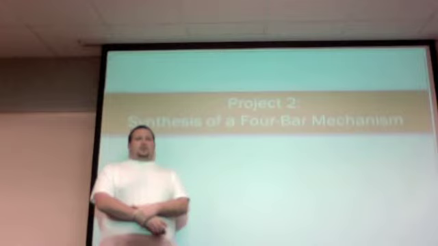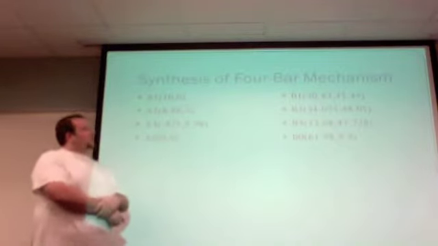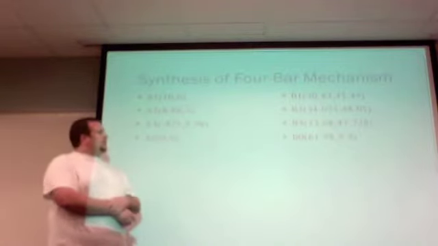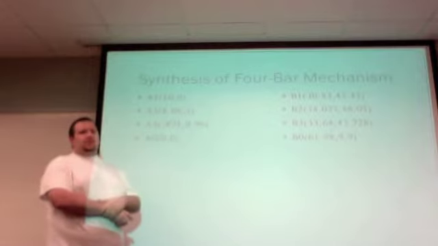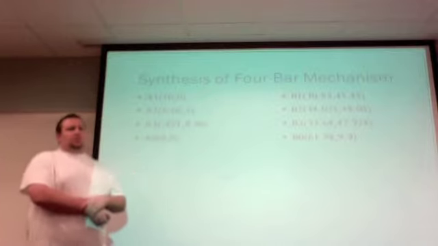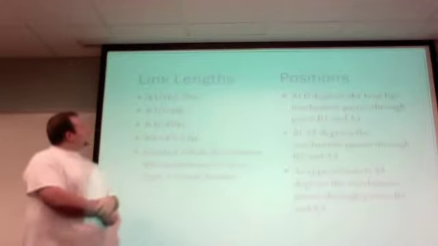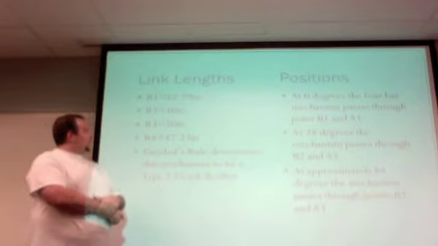Our assignment for Project 2 was to synthesize a 4-bar mechanism. We were given three sets of coordinates which the mechanism had to pass through, and given our A1, A2, A3, B1, B2, and B3, we were able to calculate an A0 and a B0 position. Once these pole positions were calculated, we were able to determine our link lengths R1, R2, R3, and R4.